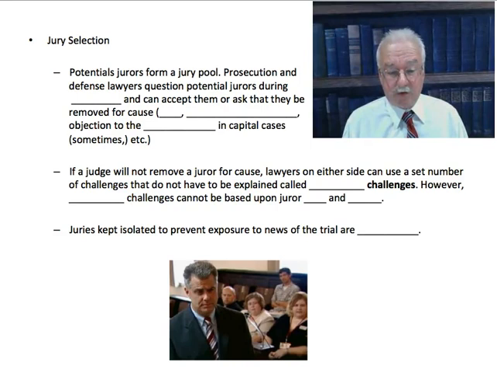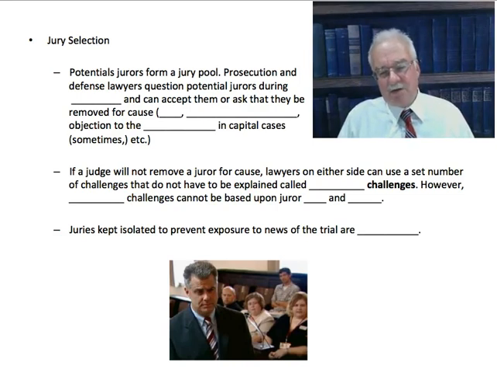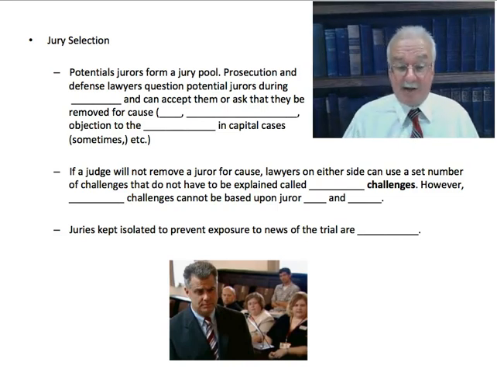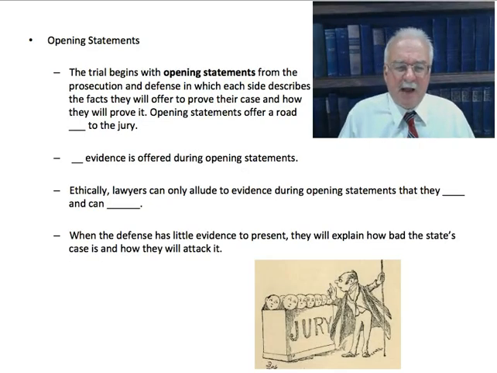Juries kept isolated to prevent exposure to news of the trial are called sequestered juries. And again, at the end of the day, they get into a bus, they're transported to a hotel, newspapers have articles about the trial clipped out of it, they can't watch TV news where they might be exposed to the trial. And they're told to be careful in their conversations on the phone with family members or others not to discuss the case. All right.